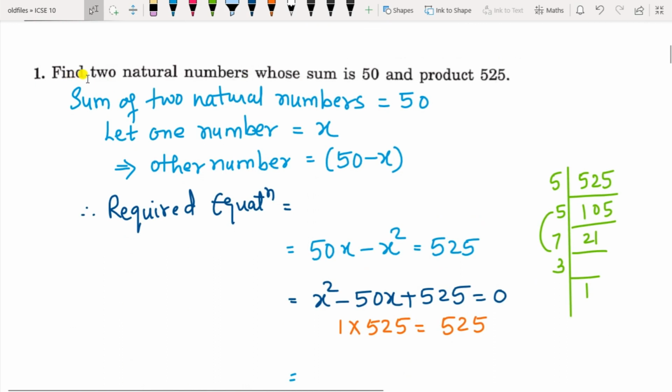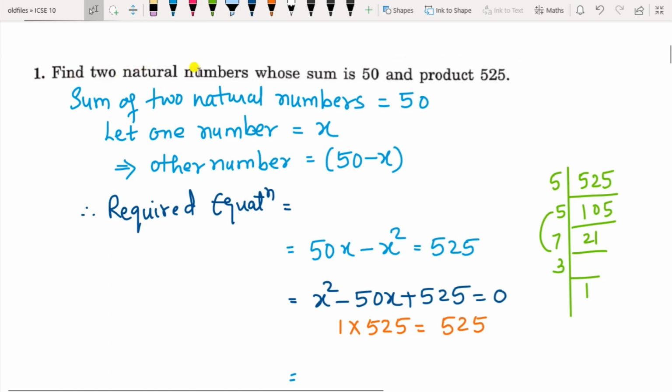So first question is, find two natural numbers whose sum is 50 and the product is 525. In the lesson 6 word problems, it is very important to write the proper equation which satisfies the given statement in the question, and then only you will get the proper solution. So you have to read the question properly and write the equation according to the given question.